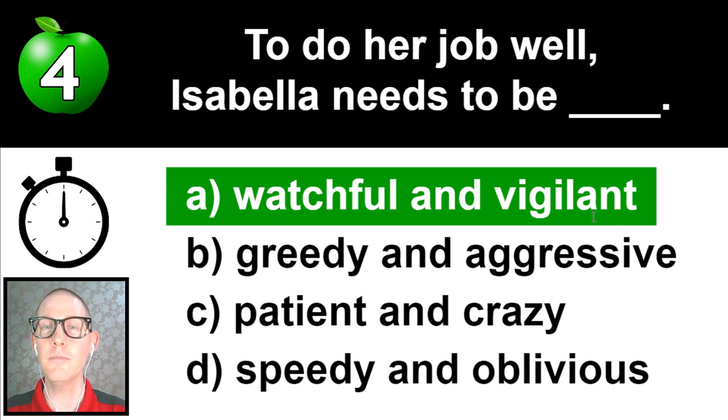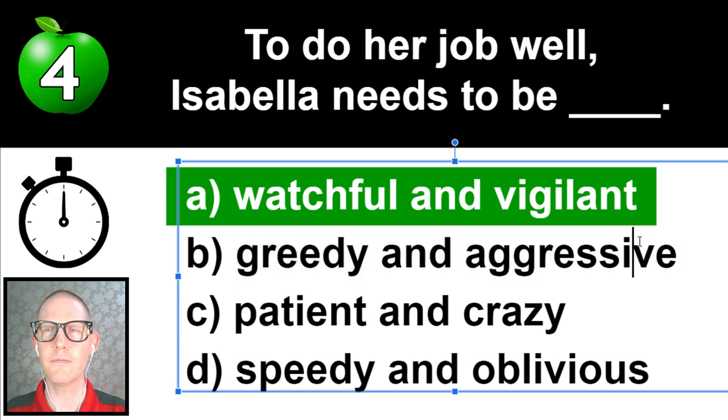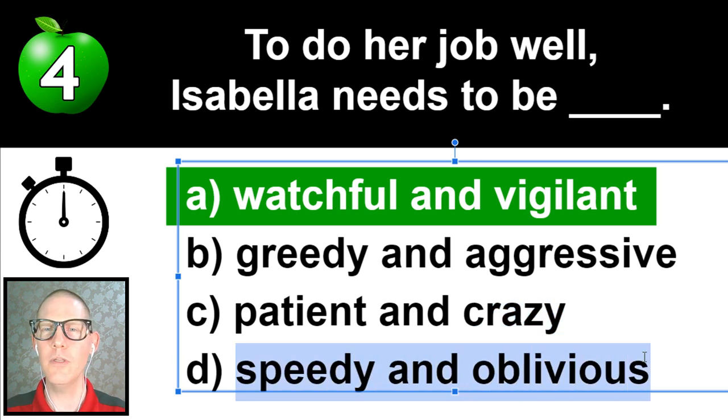So watchful and vigilant means that you're looking. You're using your eyes to look around, who's here, what's happening. All right. B says greedy and aggressive. Well, greedy is when you want everybody's stuff. That doesn't work. Aggressive means you're fierce. You're going to maybe attack people or push people or use physical violence if possible. Patient and crazy? Well, I think it's good for her to be patient, but crazy just doesn't work. Speedy and oblivious. Well, speedy sounds nice because you're fast, but oblivious doesn't work.